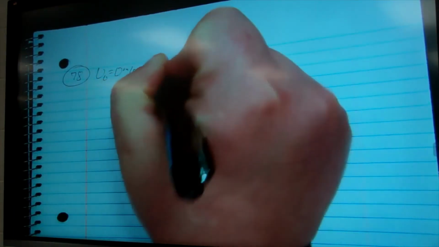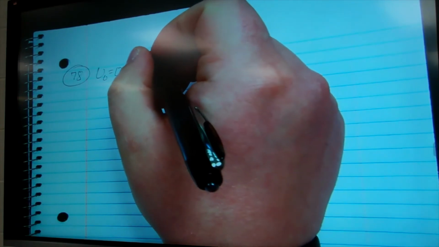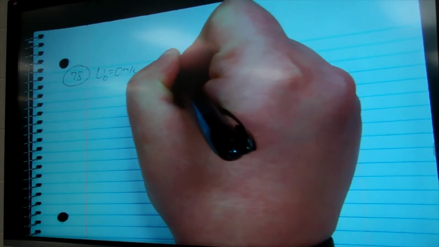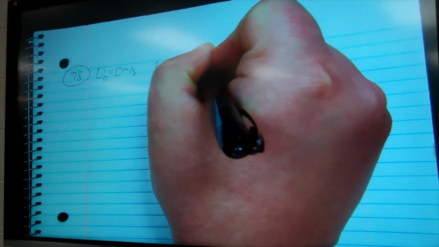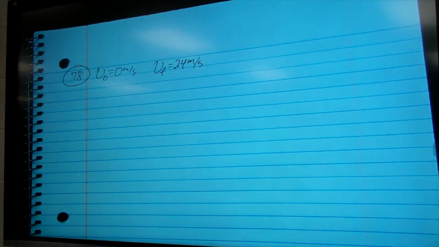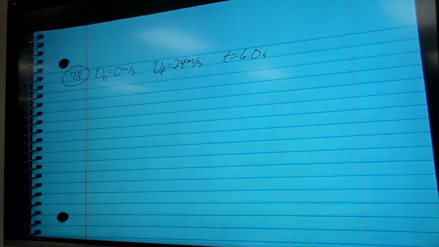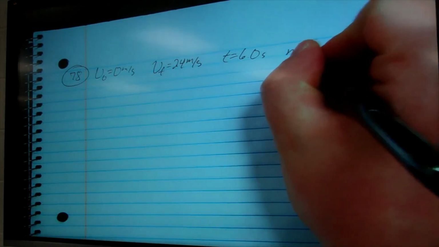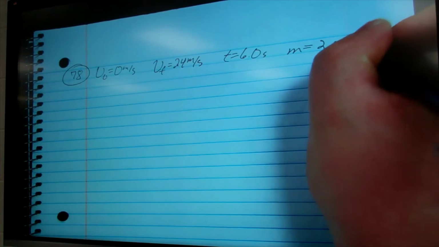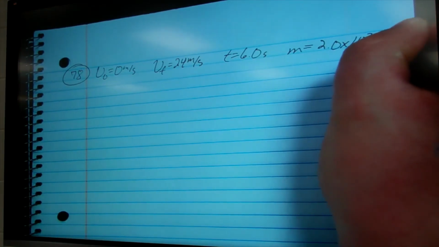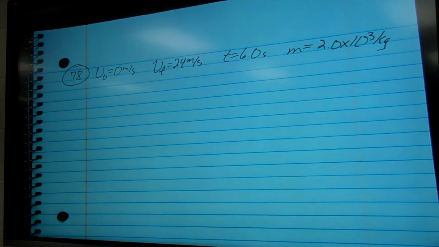All right, Dimitri, 78. An automobile accelerates uniformly from 0, so we have an initial velocity of 0 meters per second, to a final velocity of 24 meters per second in 6.0 seconds. If the car has a mass of 2.0 times 10 to the third kilograms, what is the force accelerating?